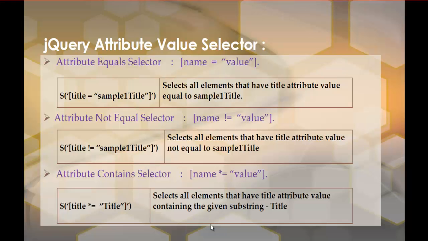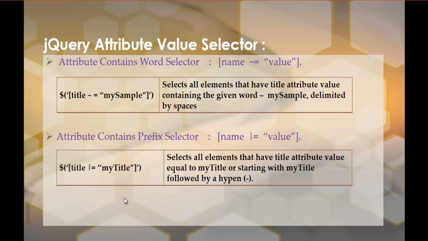We learned 3 attribute value selectors: equals, not equals, and contains selector. Now let me go to the next slide, and here we have something called the attribute contains word selector. Keep in mind, to this jQuery function we are telling it to select all the elements which have the title attribute value as my sample. What it's going to return is all the elements that have title attribute value containing the given word my sample, delimited by spaces.